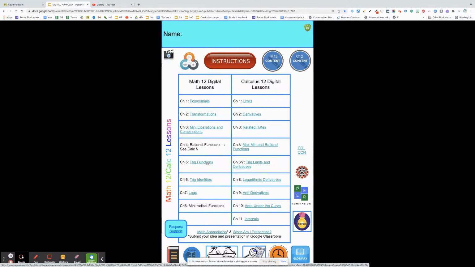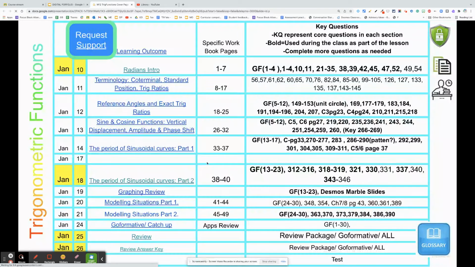All right, friends, let's keep going with trig functions. In our last lesson, we looked at the period of sinusoidal curves, part 1, and now we're going to look at sinusoidal curves periods, part 2. A great place to practice here would be 38 to 40, and you can look at the Go Formative key questions to make sure you know what you're doing. This is great practice, and I would call it essential practice. So here we go.